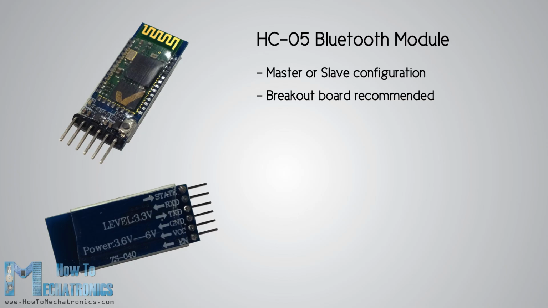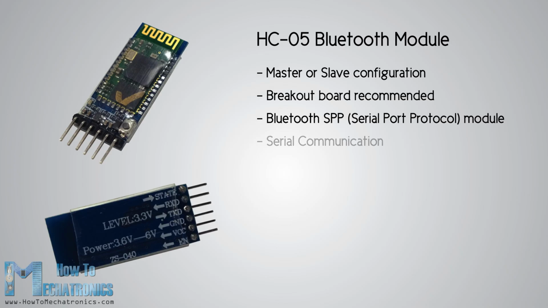The HC-05 module is a Bluetooth SPP (serial port protocol) module, which means it communicates with the Arduino via serial communication. Here's how we need to connect the module to the Arduino board. The particular module that I have can be powered from 3.6 to 6 volts because it comes on a breakout board which contains a voltage regulator.